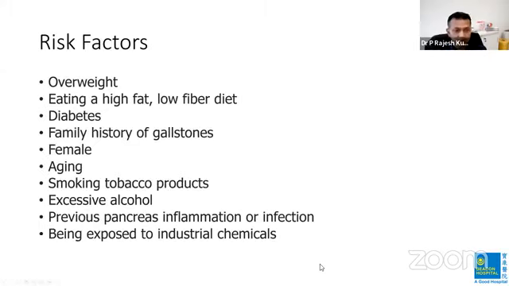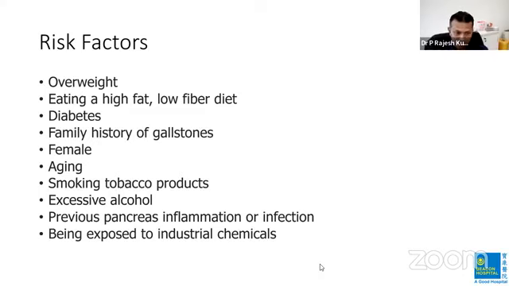Yeah, what are the risk factors? Being overweight is a risk factor. Eating a lot of fatty food and low fiber food is a risk factor. Having prolonged diabetes is a risk factor for developing pancreatic cancer. If you have a family history of gallstones, then you may have a higher risk of developing gallstones. Generally, females who are more than 40, who are overweight, have a higher risk of developing gallstones.